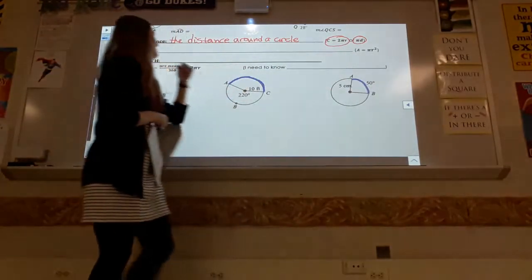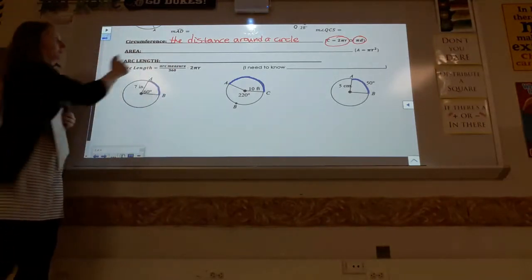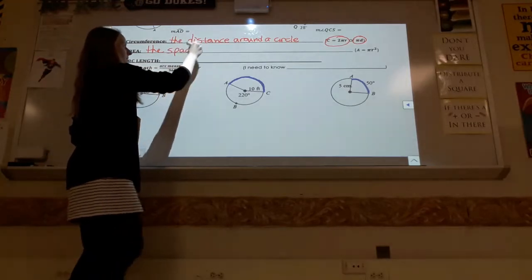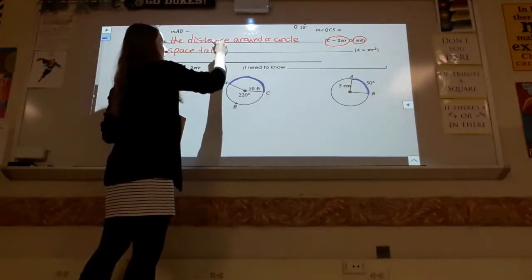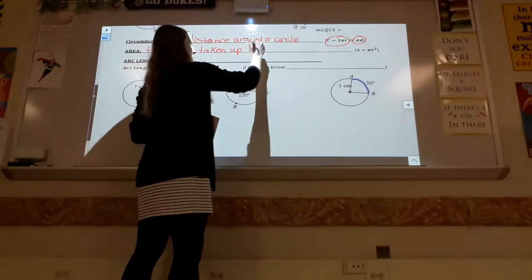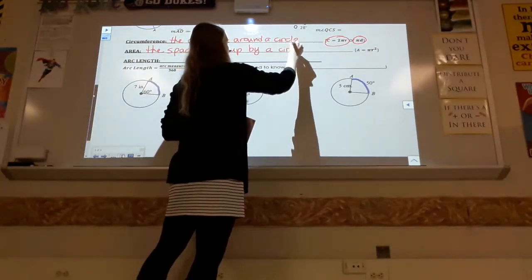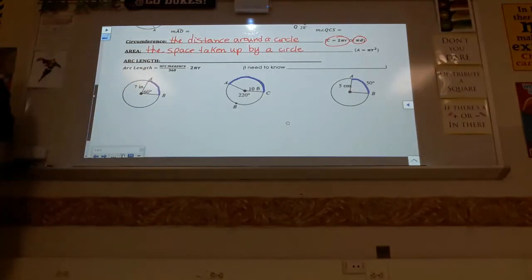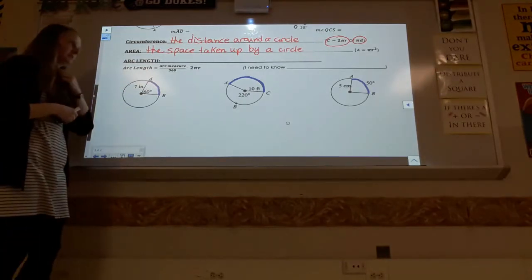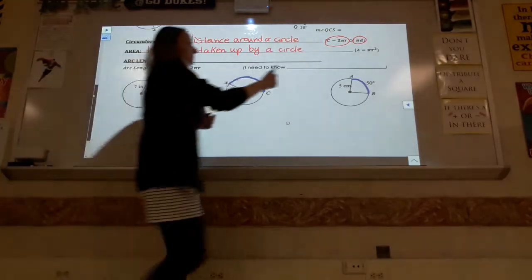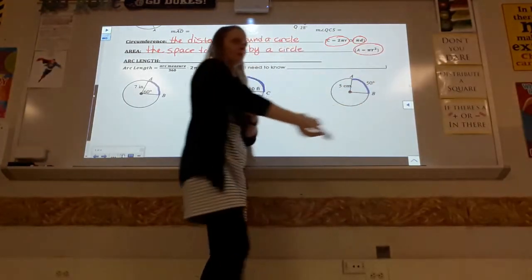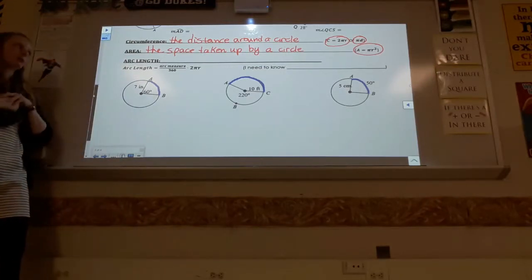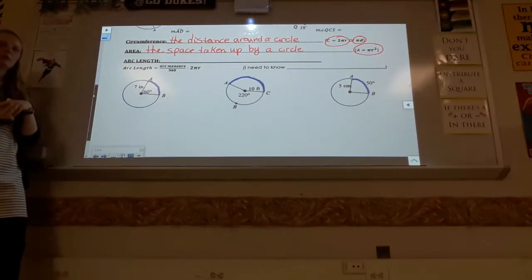So that's circumference. What about the area? Hopefully you guys know that's the space taken up by a circle. That's what area is in general. It's the space taken up by a shape. And again, the formula for that is pi r squared, or pi times the radius squared. And again, those you've probably worked with before, they will be on the formula sheet. So you don't have to work too hard to memorize those.